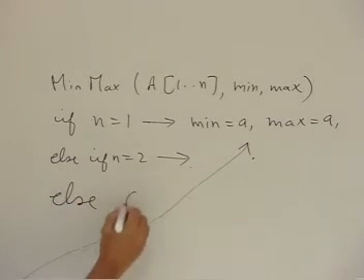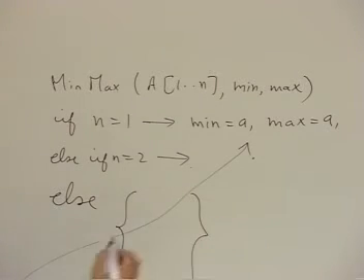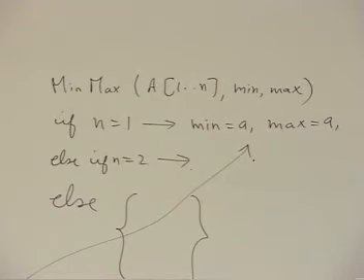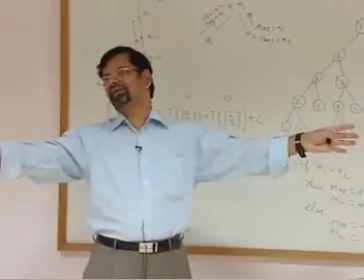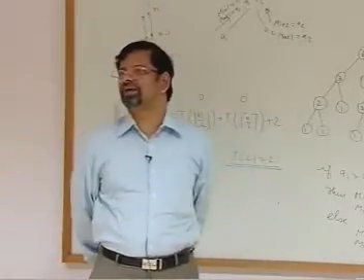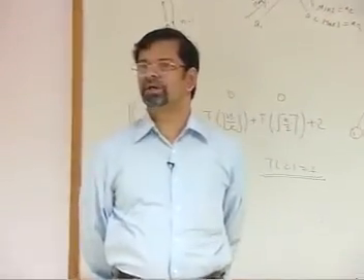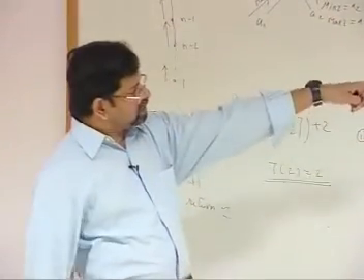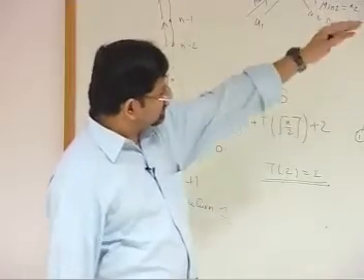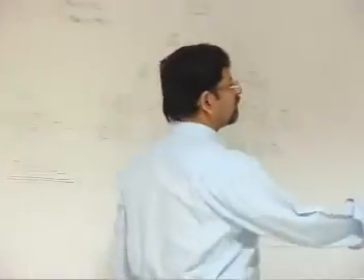Else, I do the recursion. Split the array into two parts. Find the min max here, find the min max there. Therefore, you are going to combine it. Okay. So now how will the recursion tree for this look like? If you take the same 12, it will look like this.